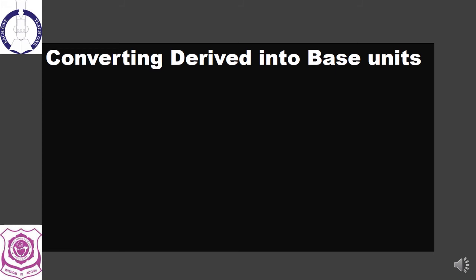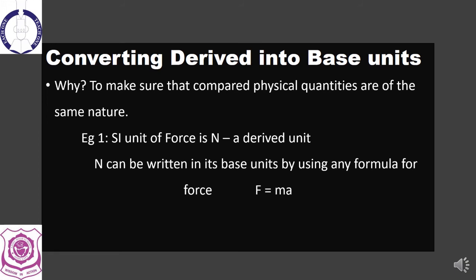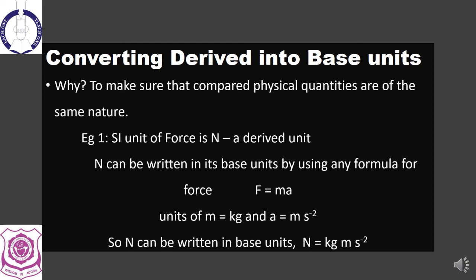Here we look at the way that could be done. The example given is force, and the unit of force is the Newton. In order to convert Newton, which is a derived unit, into base units, the first step is to figure out which formula can be used to represent that unit. Newton is for force, and force can be written as the product of mass times acceleration. For mass, it's kilogram. For acceleration, it's meters per second square. So the Newton can be written as kg m s to the power minus 2.